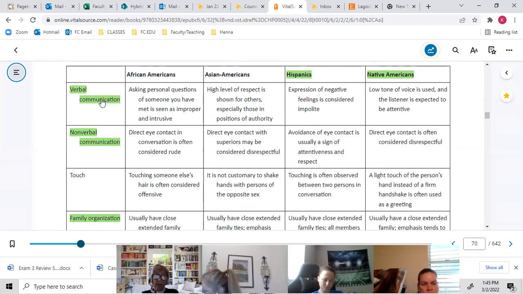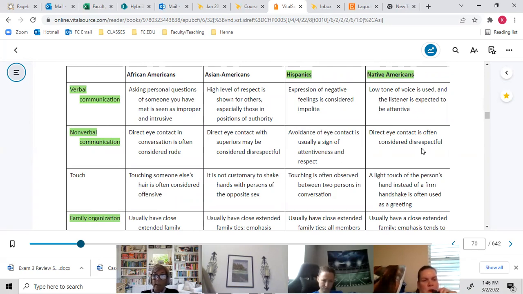So let's take verbal communication, for example. With the Hispanic population, part of their culture is that any expression of negative feelings is considered impolite. With Native Americans, with regards to verbal communication, a low tone of voice is used, and the listener is expected to be attentive. Okay, nonverbal. Hispanics, avoidance of eye contact is usually a sign of attentiveness and respect. Where with Native Americans, direct eye contact is often considered disrespectful.